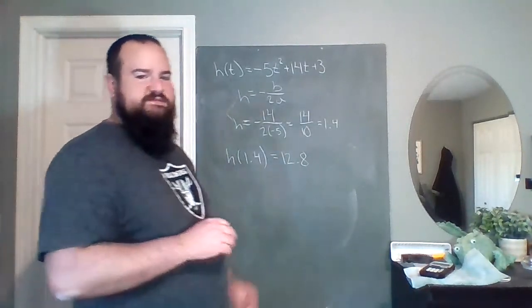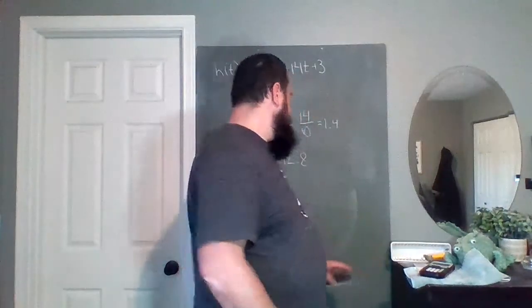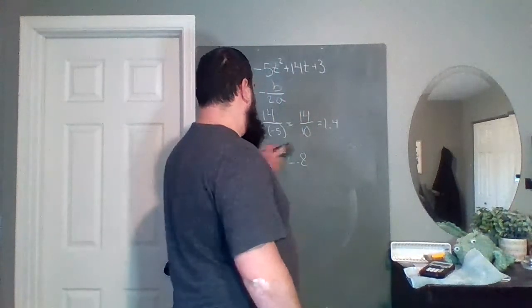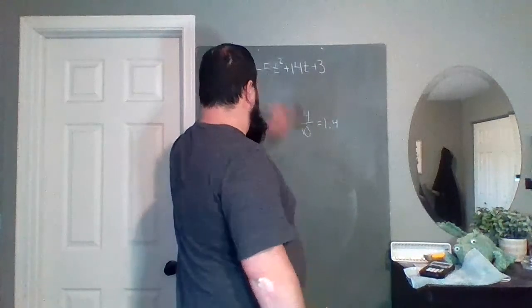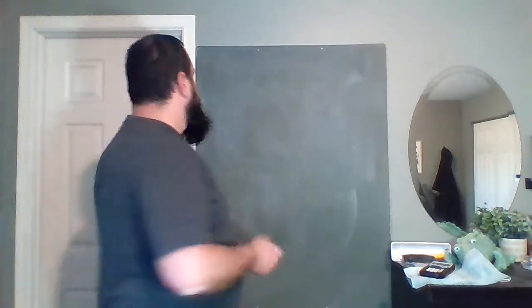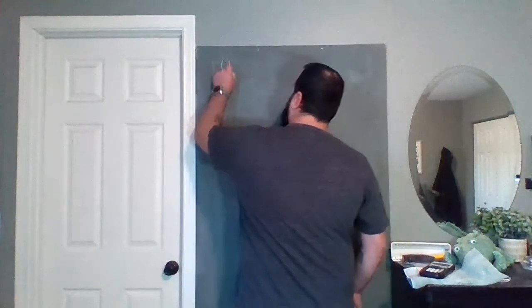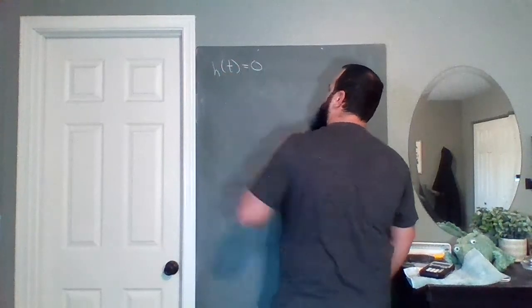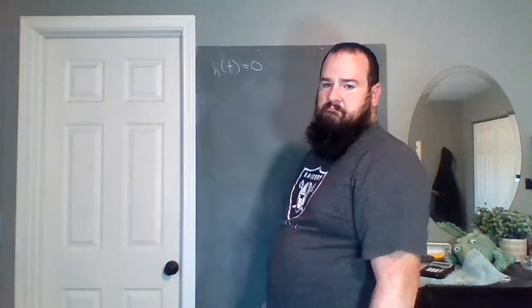Problem 3 simply asks us, when did the rock hit the ground? All right, when did the rock hit the ground? Well, the rock hit the ground when it had a height of 0. So what I need to find is, when does h of t equal 0?